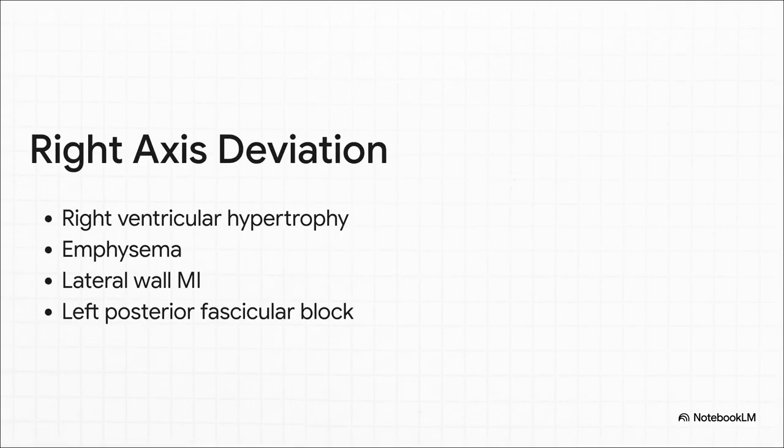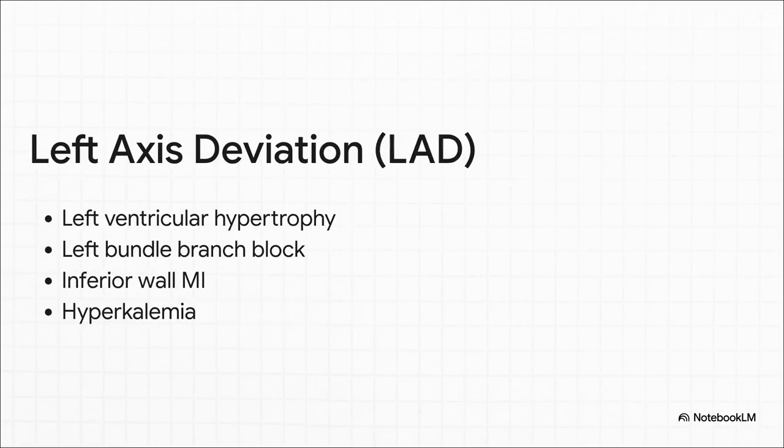Now, when the axis is off, that's a huge clue. If it shifts way over to the right, past +90 degrees, we call that right axis deviation. This immediately points you toward conditions that are putting a strain on the right side of the heart. And it tells you to look extra carefully at the morphology in the next steps, steps 5, 6, and 7. For example, right ventricular hypertrophy doesn't just cause RAD, it also changes the actual shape and size of the QRS complex. And on the flip side, if the axis shifts way to the left, past -30 degrees, that's left axis deviation. And just look at the list of possible causes here. It points to a totally different set of problems.